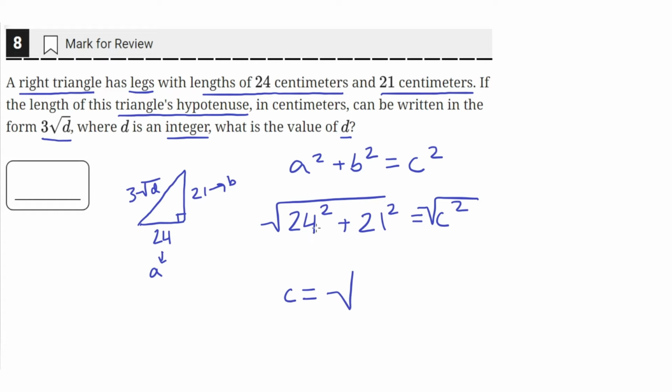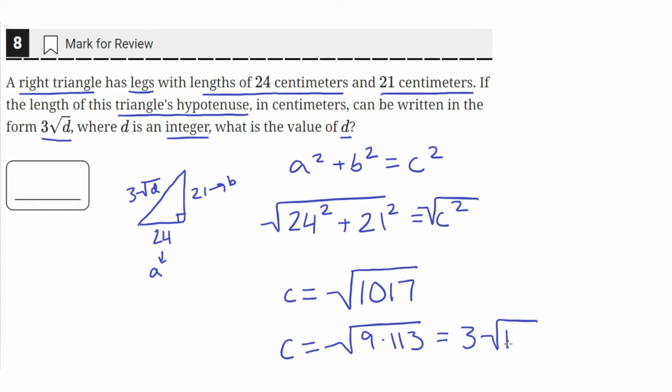So if you put in your calculator 24 squared plus 21 squared, you'll get 1017. So the square root of that is equal to c. We can simplify this square root to 9 times 113, since 9 times 113 is equal to 1017. And since this is a square root, the square root of 9 is just equal to 3. So this we can simplify to 3 square root, and the 113 will remain inside.